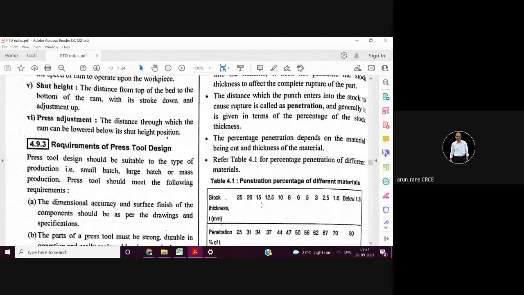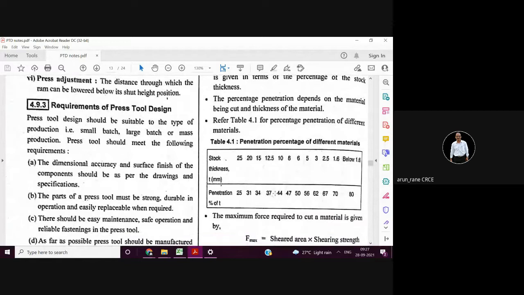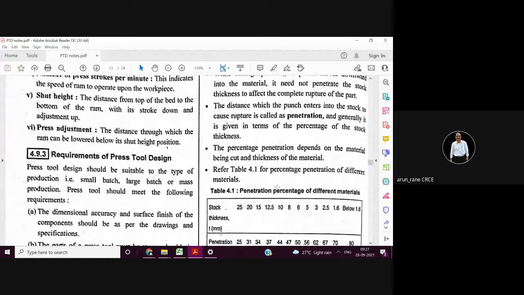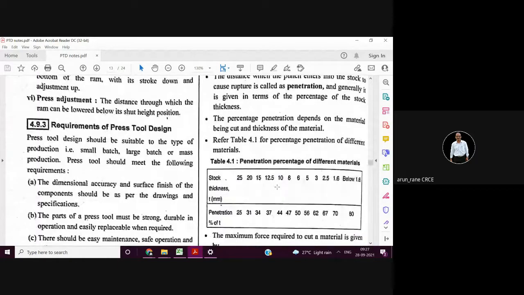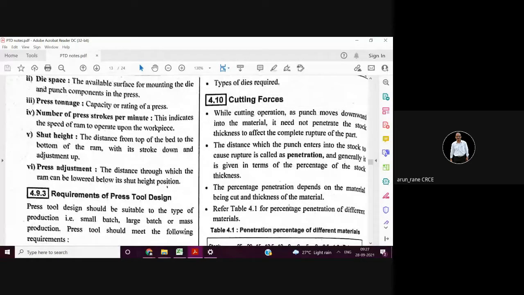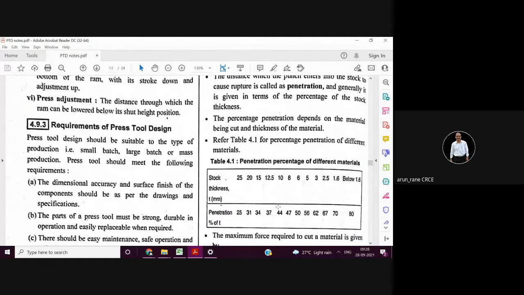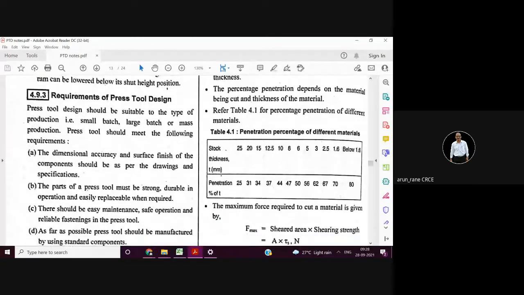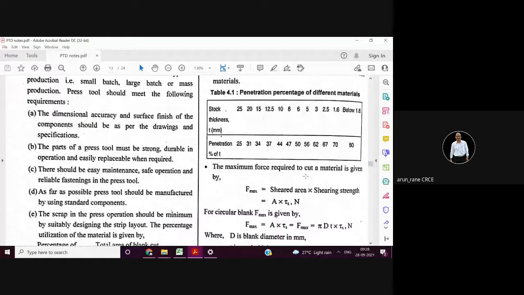Cutting forces. So the force required to cut a material.